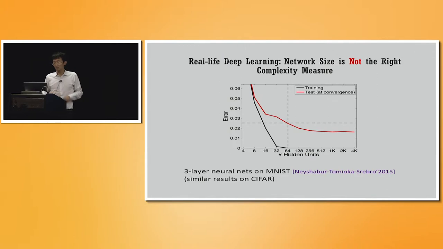However, from 64 to 4K, the test error is still decreasing, even as the training error plateaus at zero. And you never see the test error increase as the model becomes bigger and bigger. There are also similar results on CIFAR, which I've done myself. And in general, by and large, this is consistent with large-scale experiments. So the network size is not a great complexity measure.